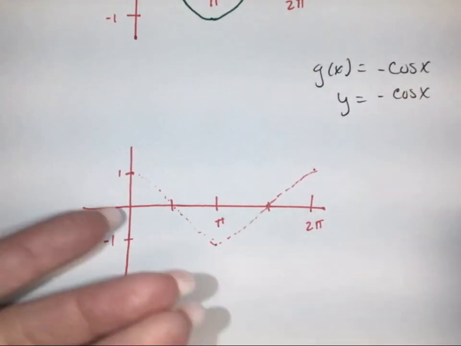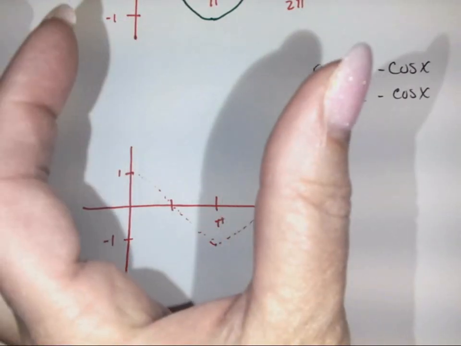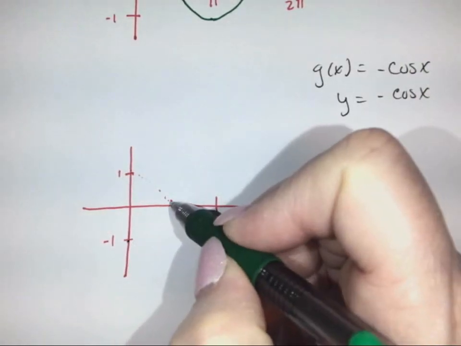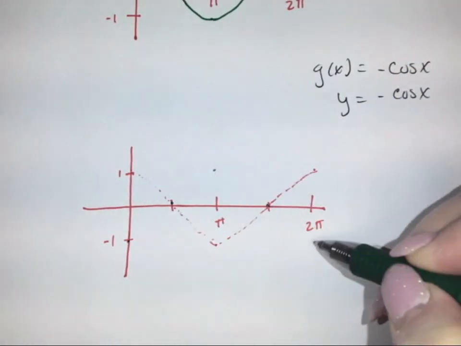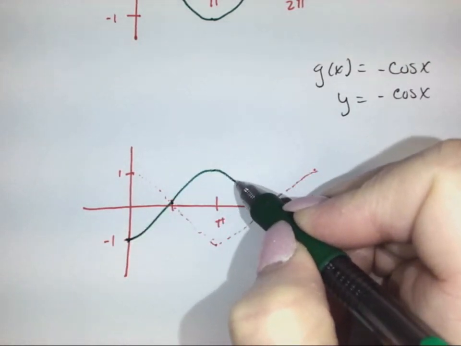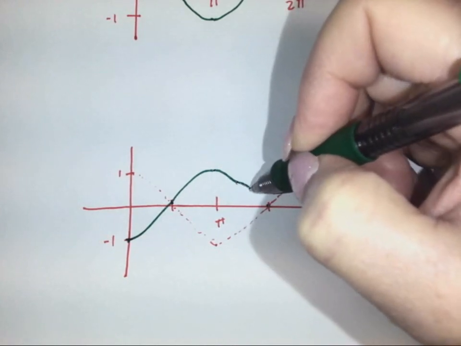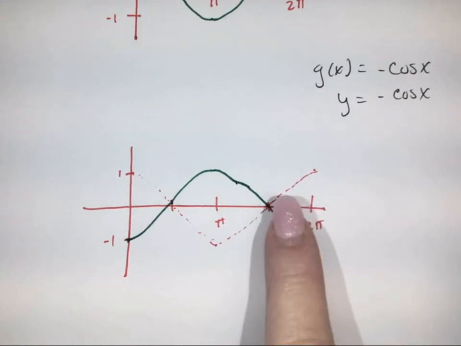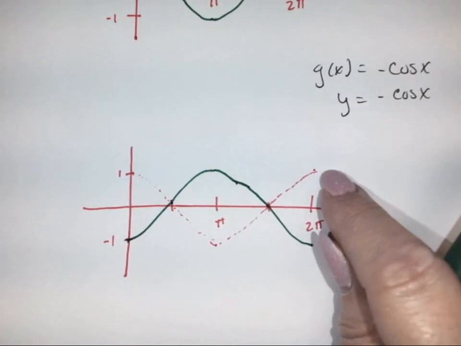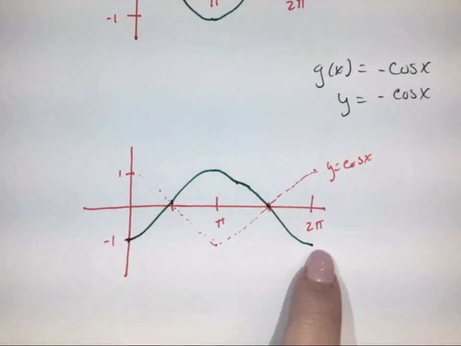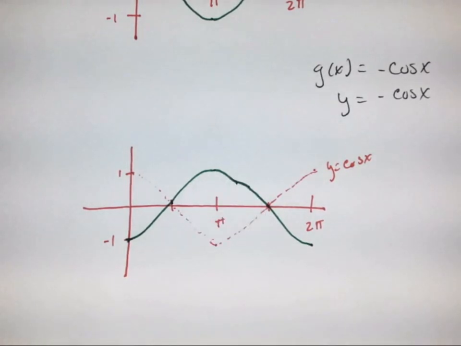Because it's a negative, it means it gets flipped. So think about a parabola goes this way and a negative parabola goes this way. So that means it's going to reflect and hit at these points. So it'll kind of curve around and then, whoops, curve that way. So the dashed one is our y equals cosine of x. And this one would be the graph that we needed to graph. Again, not perfect. It's all good.